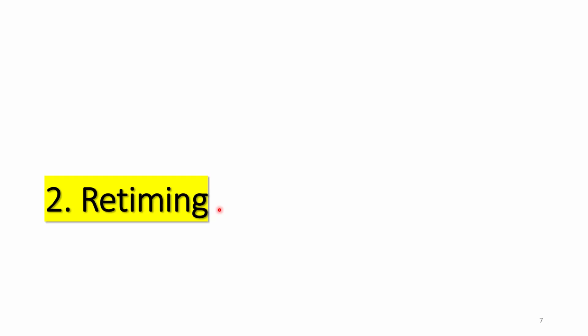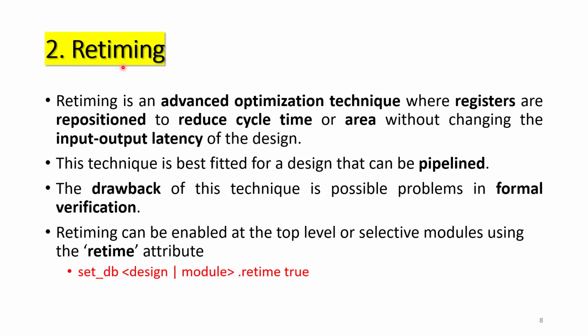So next technique is retiming. Retiming is an advanced optimization technique where registers are repositioned. Within a complete design, the registers are nothing but flops. They are repositioned to reduce cycle time or area without changing the input-output latency of the design. This technique is best fitted for a design that can be pipelined. The drawback of this technique is possible problems in formal verification.